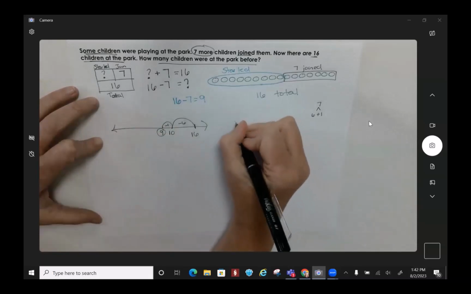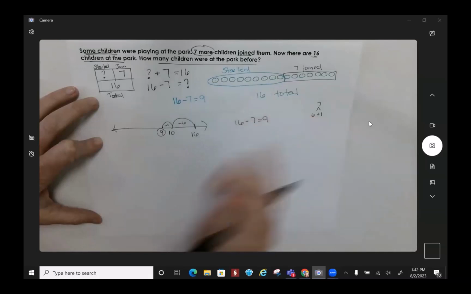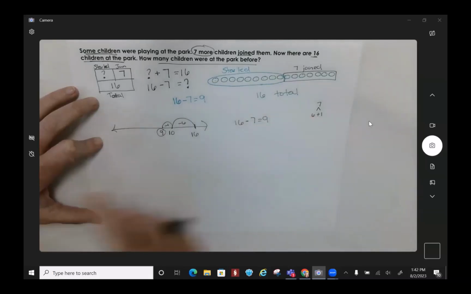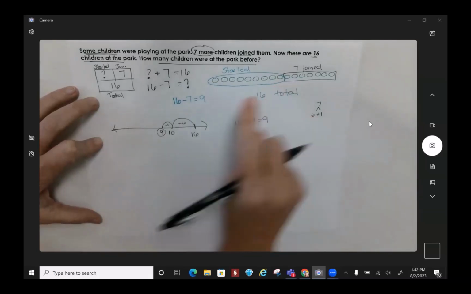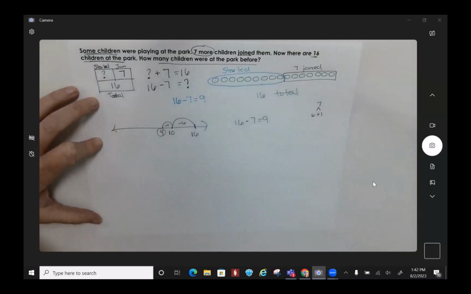So again, we see 16 minus 7 equals 9. I'm able to show that with manipulatives. I'm able to draw a picture, and I'm able to solve using a number line and the decompose to a 10 strategy.